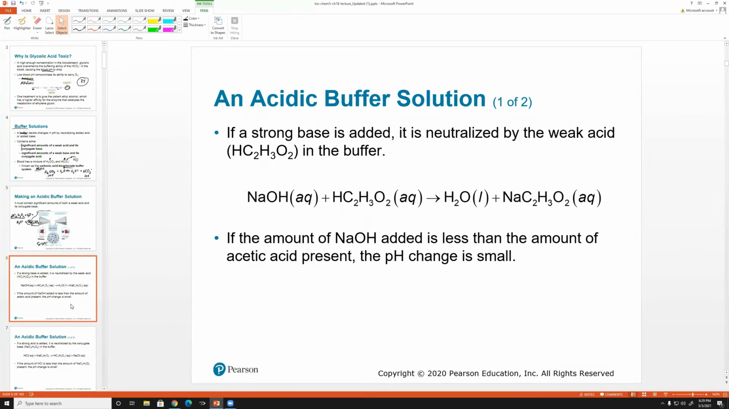All right. So here's the equation for what happens if we add a base to this buffer system. We're going to add some NaOH. I'll use a highlighter instead. We'll add some NaOH, and what's going to happen is the weak acid that's in the buffer system will neutralize some of the NaOH, and the NaOH will grab the hydrogen off of the weak acid.